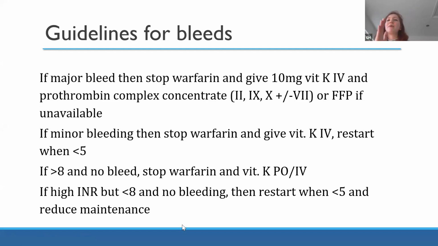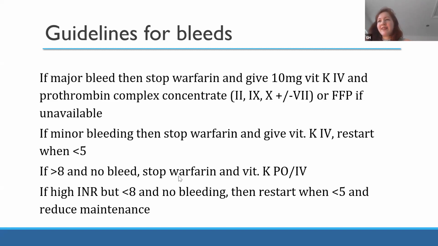So generally, if you've got a bleed, any type of bleed, you're going to be stopping their warfarin and giving them 10 milligrams of vitamin K IV. If it's a major bleed, you're also giving them prothrombin complex because it's got the 2, 9, 10 plus or minus 7, or FFP if it's unavailable. And to be honest, if this is happening, you're definitely getting your seniors involved, getting hematology involved properly to decide when to restart warfarin, especially if someone's had an intracranial hemorrhage, which would count as a major bleed.